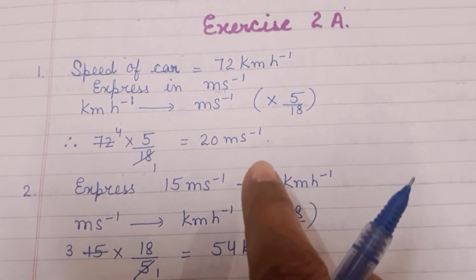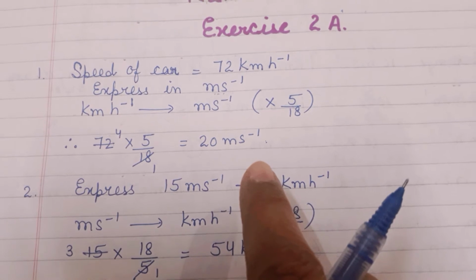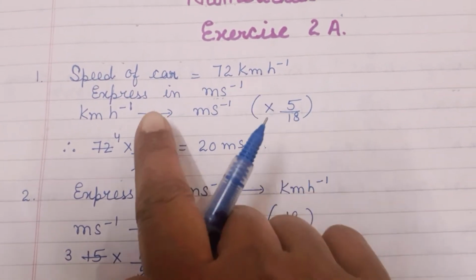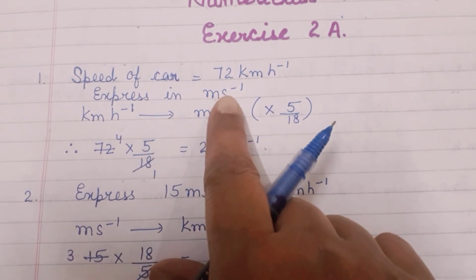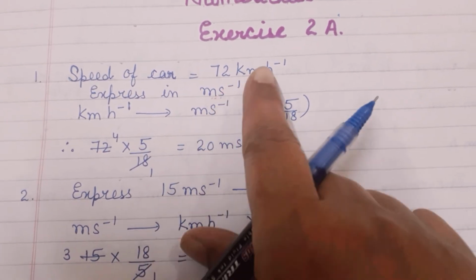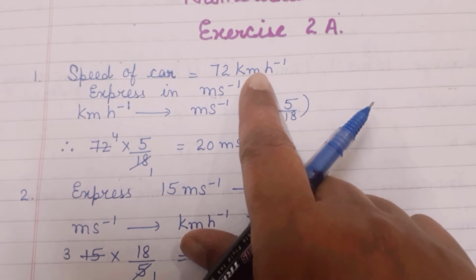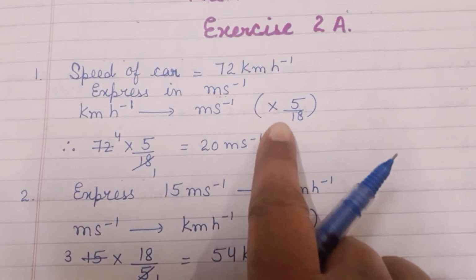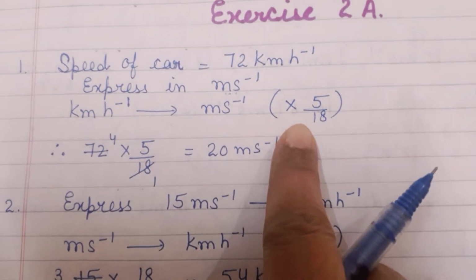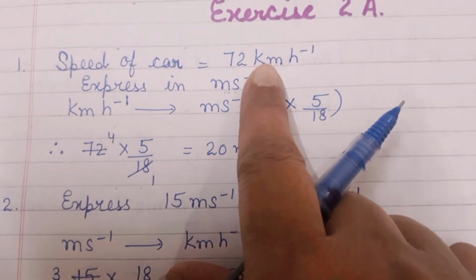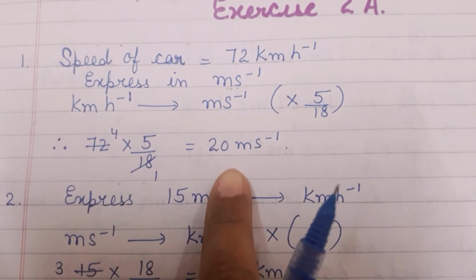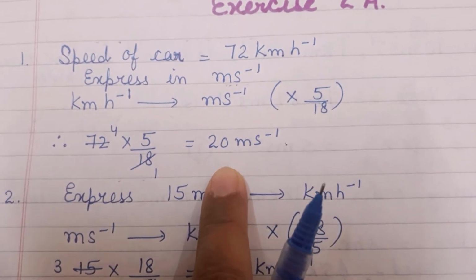I am reading the first numerical. It has been mentioned in this question that the speed of a car is 72 kilometers per hour. You need to express it in meters per second. It is a very simple question. Remember, whenever you need to convert kilometer per hour to meter per second, you multiply by 5 by 18. That's the rule. So in order to convert 72 kilometers per hour to meter per second, you will multiply the value by 5 by 18 and the answer works out to 20 meters per second.